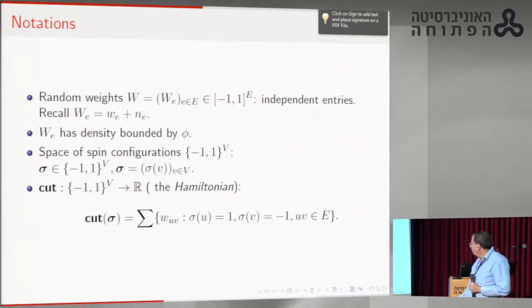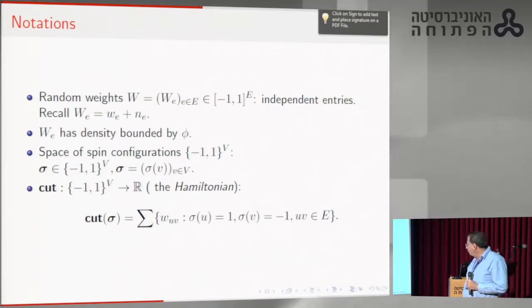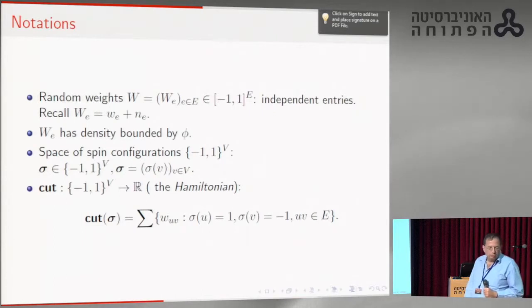The weights here are going to be, as I said, some initial. The random weights will be some initial worst case weights plus some noise which has a density bounded by phi. This still has density bounded by the same maximum. And we can think of the cut as just labeling the vertices with plus and minus 1.